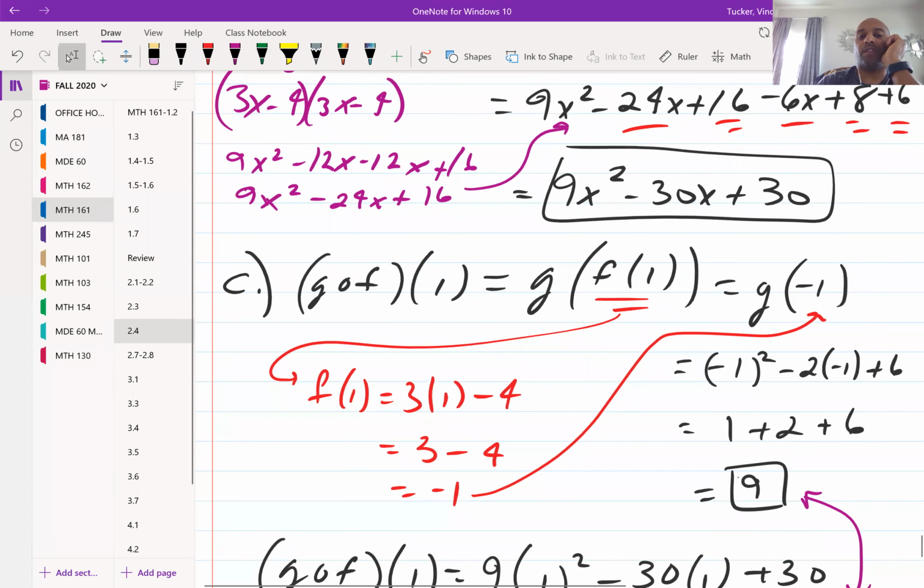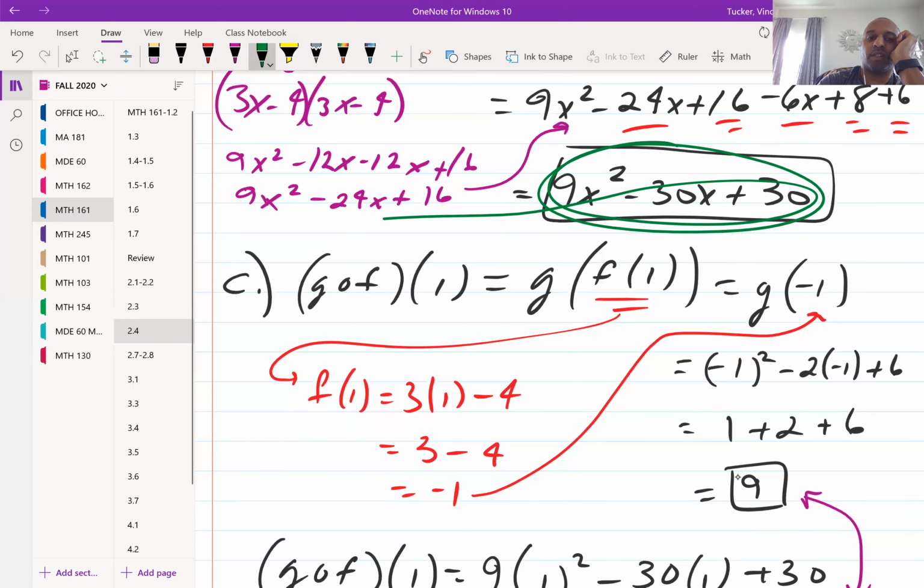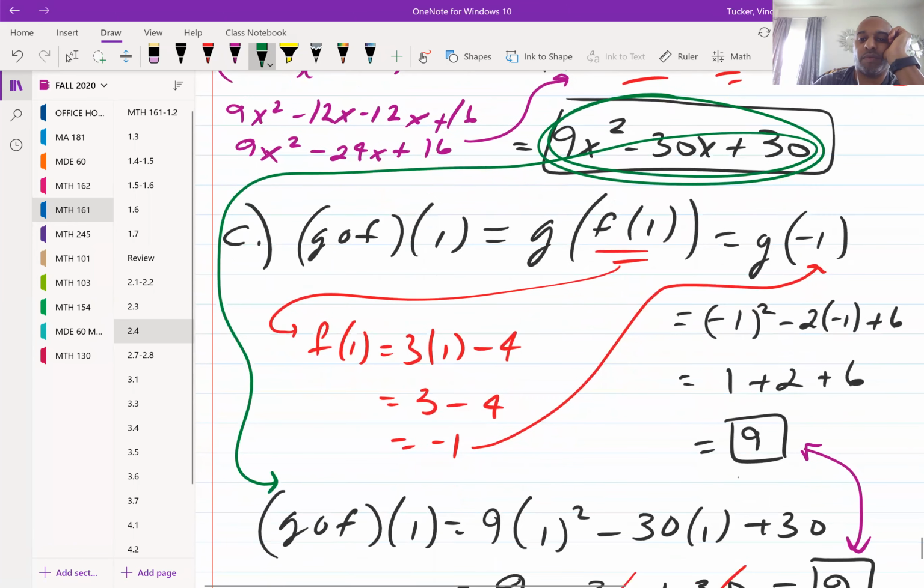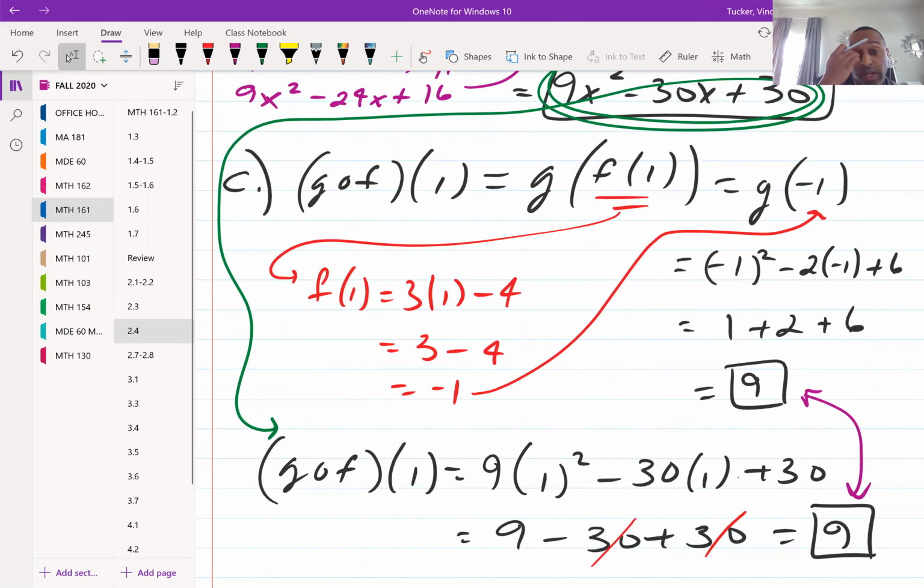All right. The other way is recognizing that since we did this, we can take 1 and plug it into that function right there, that 9x squared minus 30x plus 30, excuse me. That's the result of g of x. So you just plug in 1 into that result. And when you plug in 1 there, 9 times 1 squared minus 30 times 1 plus 30 would result in 9. So either way you'll get 9. You just have to make sure you do it correctly.